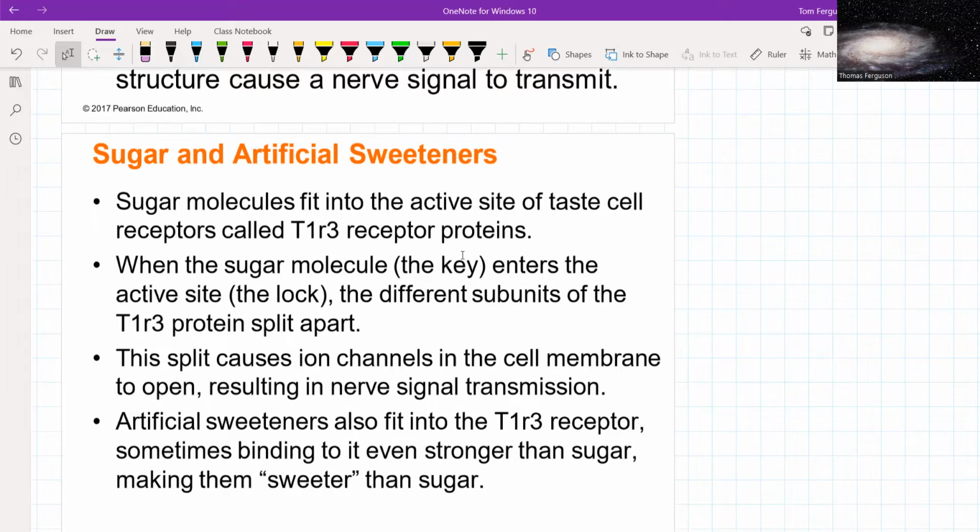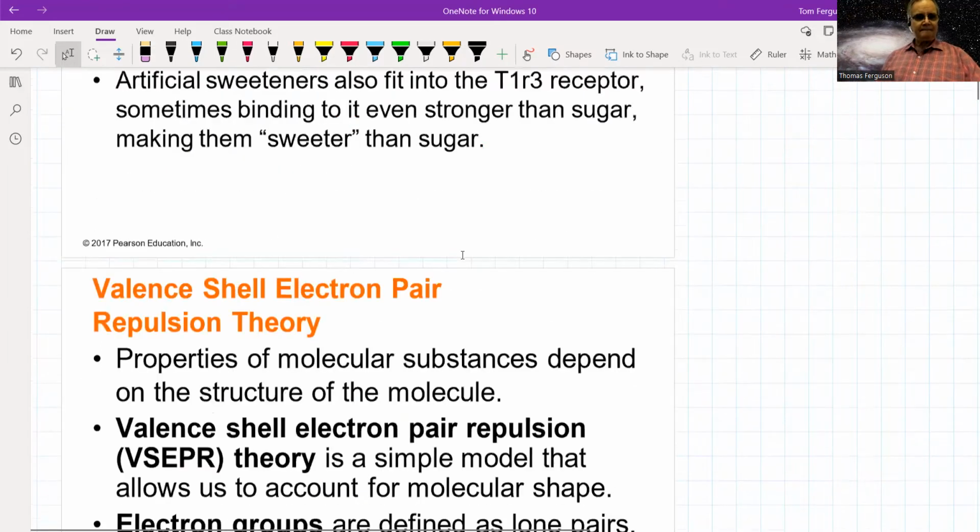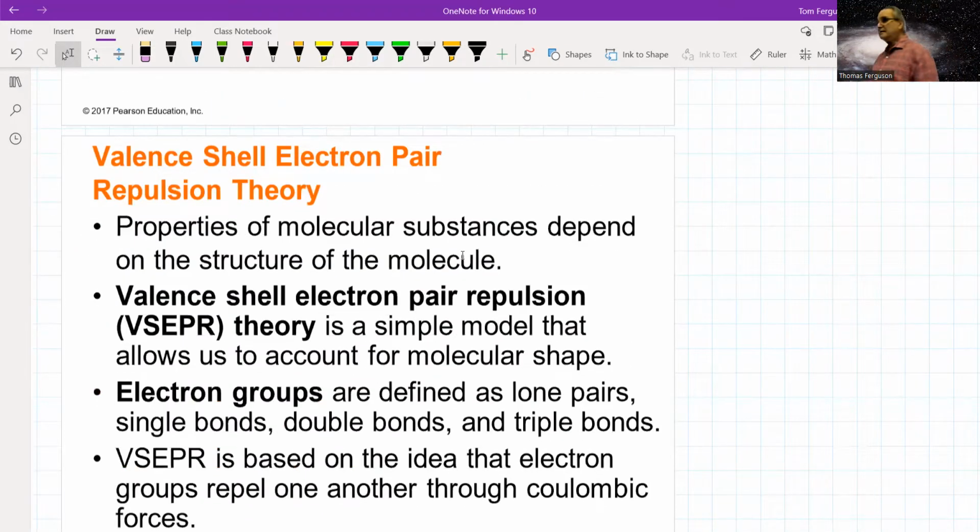Okay, so what we're going to get into today in the dry lab is something called valence shell electron pair repulsion. And no one wants to blurt that out. They usually say VSEPR. So that's what your worksheet today is titled. Okay, the idea here is electron groups repel one another to be more stable.